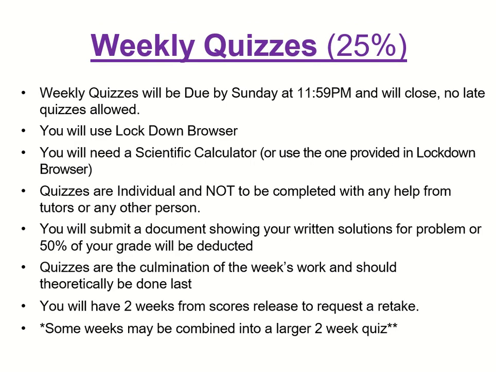Our weekly quizzes will use Lockdown Browser, and you'll need a scientific calculator. There is a scientific calculator in Lockdown Browser. It's not great, but it is available. All quizzes are due Sunday night. They close at 11:59 Arizona time. So if you are starting it at 11:58, you have 1 minute to finish it. So please plan accordingly. You cannot do these late. It will automatically give you a 0 and lock you out of it.